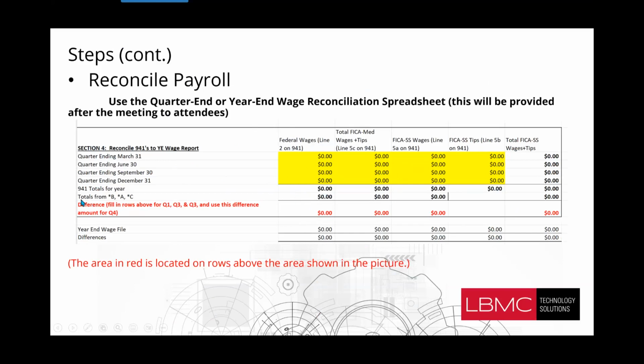The totals from B, A, and C are coming from doing calculations to figure out my Social Security and Medicare, et cetera, and my gross wages up above. So these are coming from there, and it's giving you a different variance as well. You're looking to see if you have anything with a variance or a difference over and above 0, because otherwise I know I have a problem. This workbook will be given to you after this meeting so that y'all can use it to help you reconcile for year end.